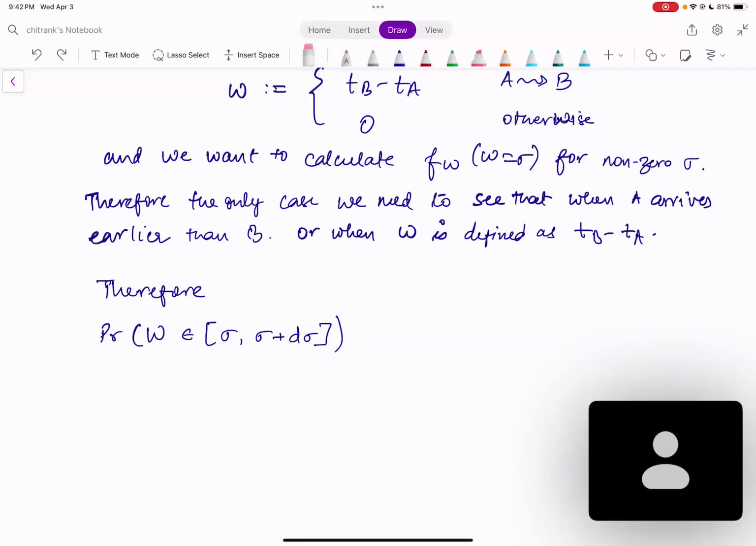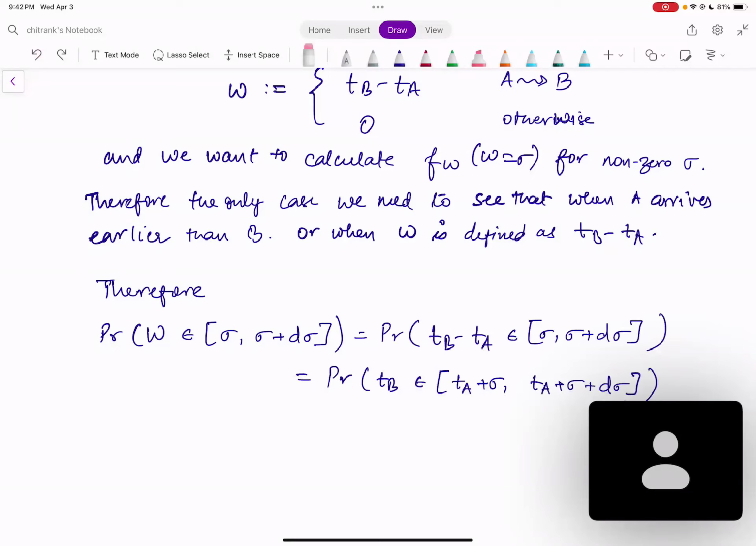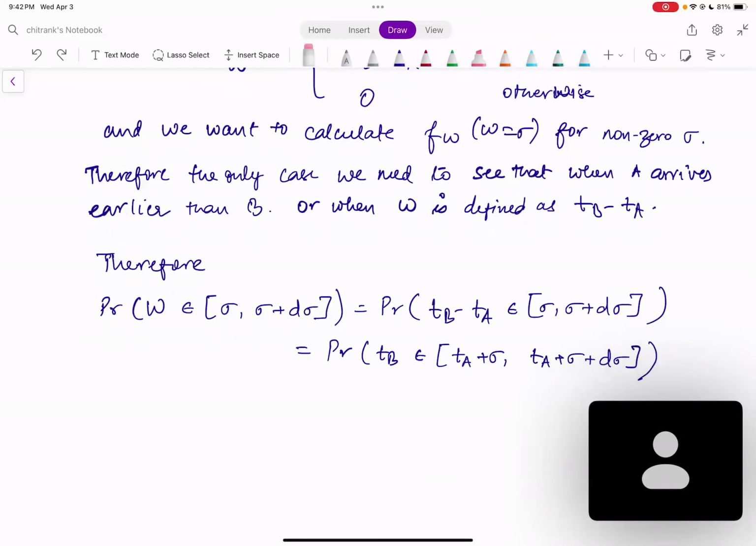The probability that W lies between sigma and sigma plus d sigma is given as the probability that TB minus TA lies in this range. This follows from what we just discussed: for a non-zero value of sigma, the weight is defined as TB minus TA. So it's just a simple mathematical substitution. This can also be written as the probability of TB belonging in the range TA plus sigma to TA plus sigma plus d sigma. That's just a rearrangement of TA from the left to the right of the set inside.